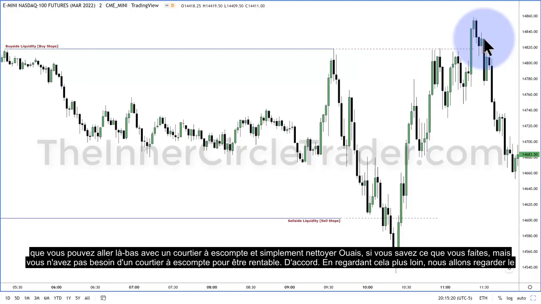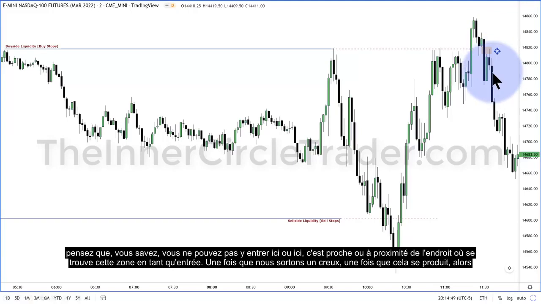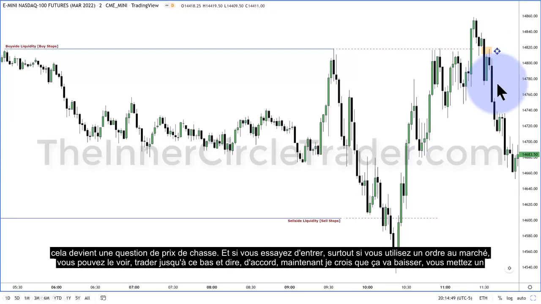Okay? Looking at this further, we're going to look at the logic in here. And I want you to think about after this forms and you see that as your choice setup or entry. If it starts to move lower, you can still get in it. There's no reason to think that you can't get in it here or in here. It's in close proximity to where that area is as an entry. Once we take out a low, though, it becomes a matter of you chasing price.